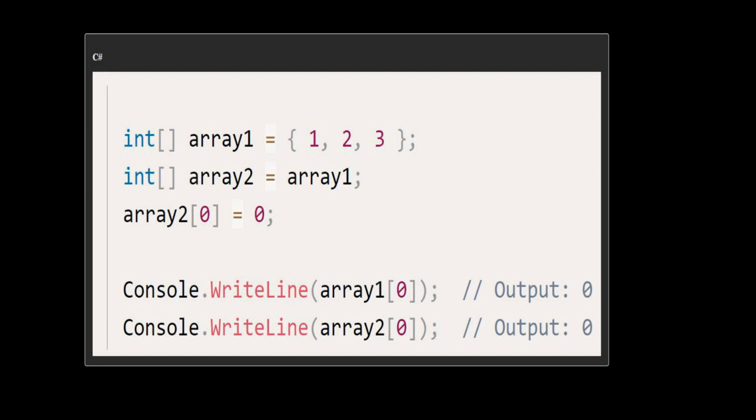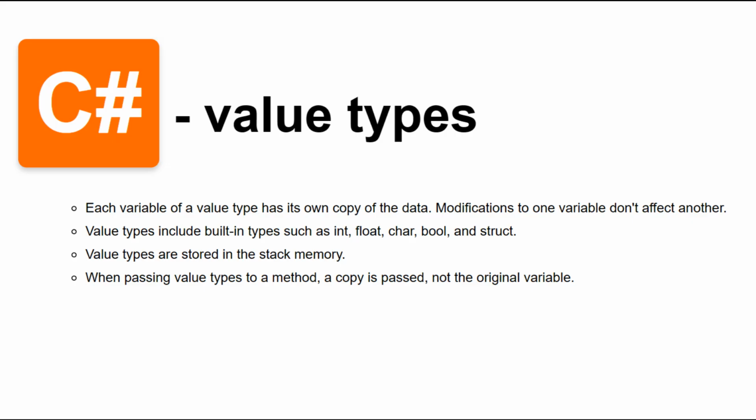And let's go over the most important aspects of value types and reference types in C#. Value types. Each variable of a value type has its own copy of the data. Modifications to one variable don't affect another. Value types include built-in types such as int, float, char, bool, and struct. Value types are stored in the stack memory. When passing value types to a method, a copy is passed, not the original variable.